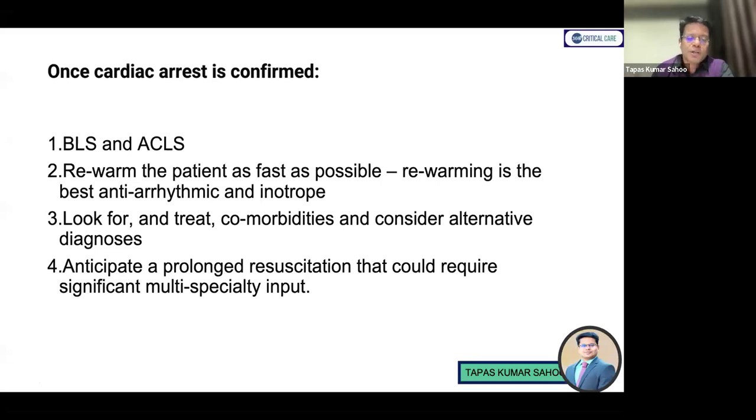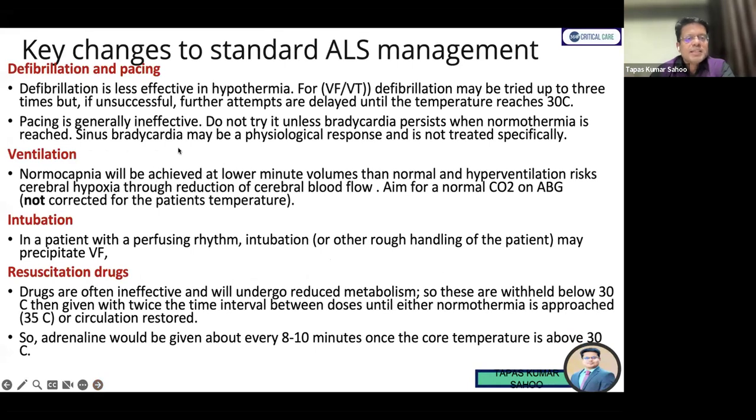It's not only 1 or 2 persons; rather, you have to involve many people, because it's going to take a lot of effort from your team. Now, there are multiple things I want to just show you in the slides. I don't want to go into detail. In defibrillation, you have to remember a few things.